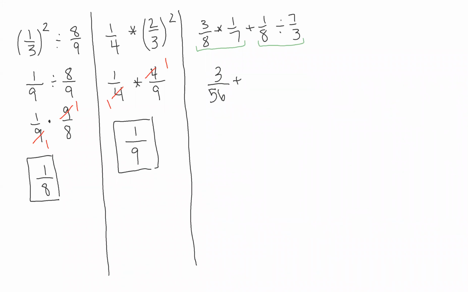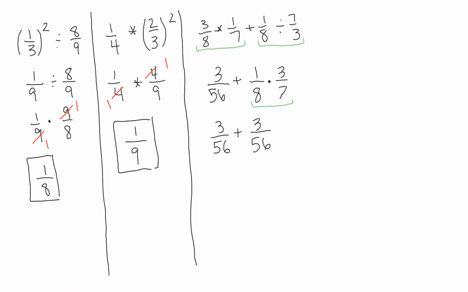Now to that, I'm going to add 1/8 divided by 7/3. And so for this step, I'm not going to do the whole problem. I'm just going to convert it to multiplication. So when I bring it down, I'm going to write it as 1/8 times the reciprocal of 7/3. Okay. So 3/56 stays. And then I want to go ahead and do this multiplication right here. So looking at 1/8 and 3/7, I have no common factors top to bottom. So I just multiply across. So I get 1 times 3, and then I get 8 times 7.